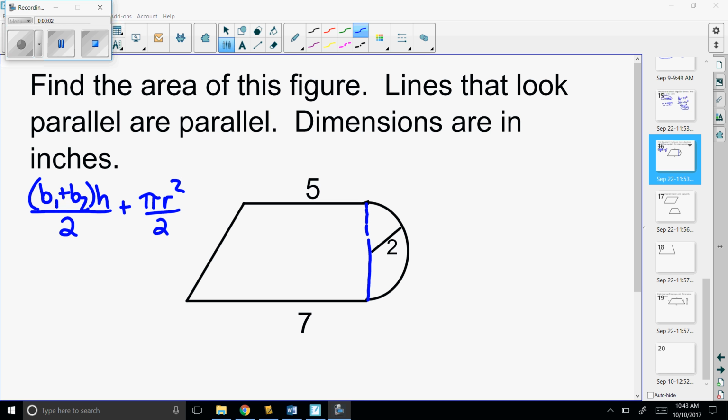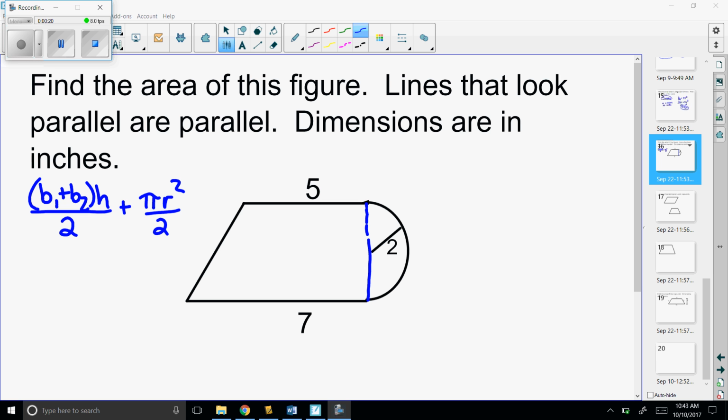Okay, so just a couple more examples. If we want to find the area of this figure, lines that look parallel are parallel, dimensions are in inches. As we look at this, we could see it as a trapezoid, which the formula is the sum of the bases, base 1 plus base 2. You take that times the height, and you divide by 2.